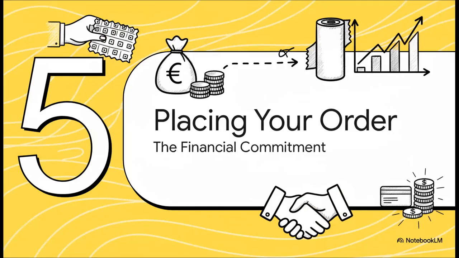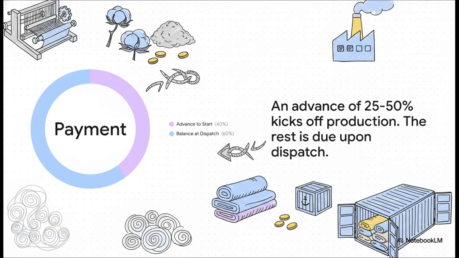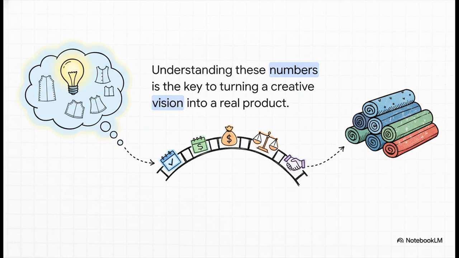You're almost there. You've approved the sample, you're ready to go big. The final step is locking in your full production run. And that, of course, means understanding how you're going to pay for it. To get the machines rolling, you'll pay in advance, usually between 25 and 50% of the total cost. This lets the manufacturer buy all the raw materials and schedule your production. Then, the remaining balance is due right when your beautiful new fabric is all packed up and ready to ship out to you. And there you have it. That's the whole shebang.